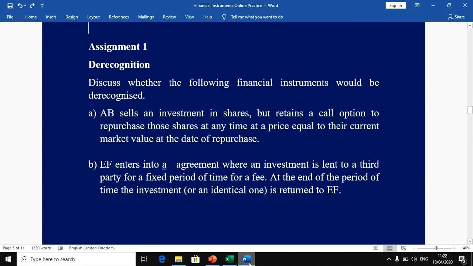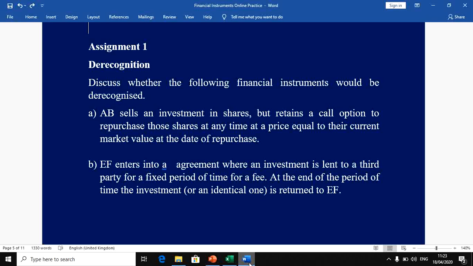We were going to discuss whether the following financial instruments would be derecognized. A says, AB sells an investment in shares but retains a call option to purchase those shares at any time at a price equal to their current market value at the date of purchase. Can we attend to that briefly? This is the answer, please, and if you have got a pen, you can be writing. AB should recognize the asset as it only has the option rather than an obligation to purchase.